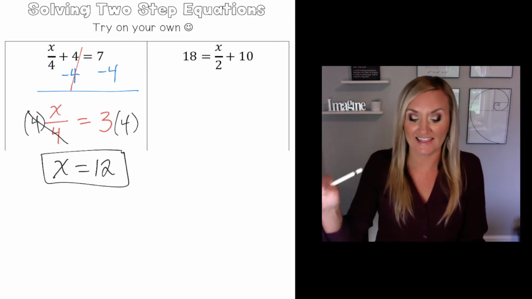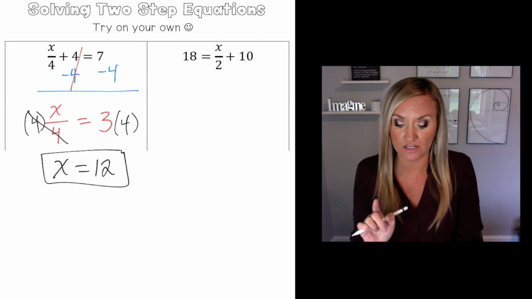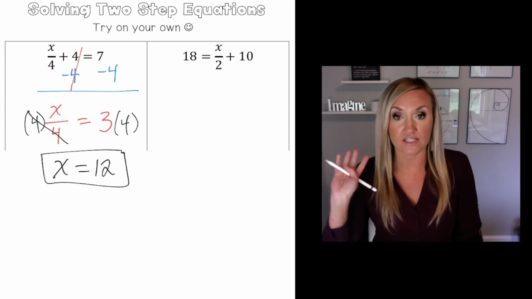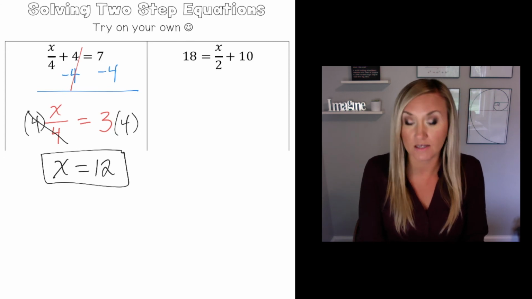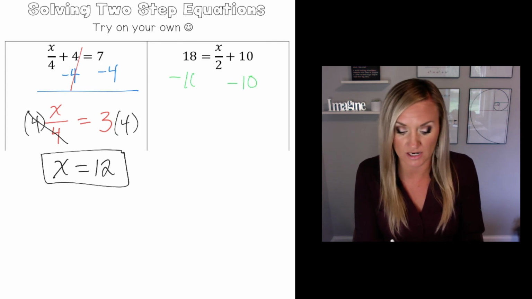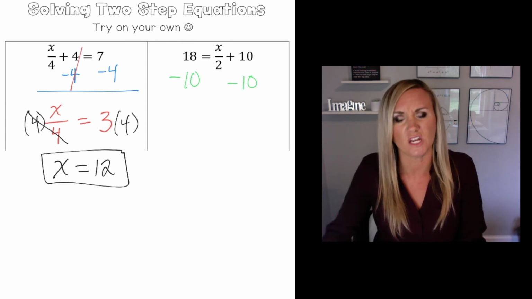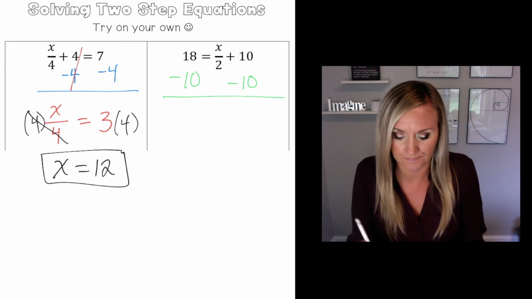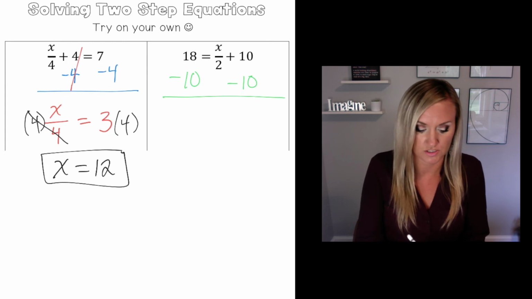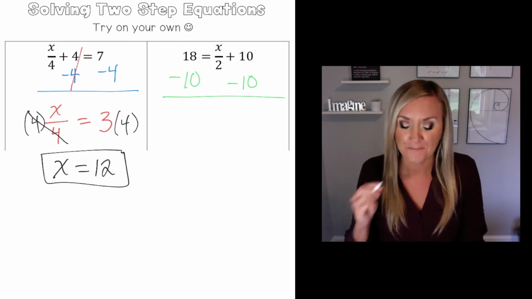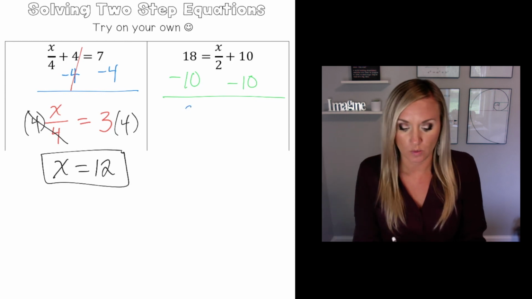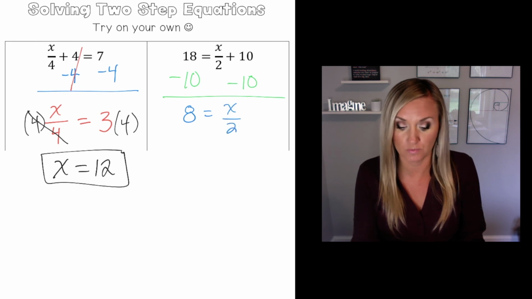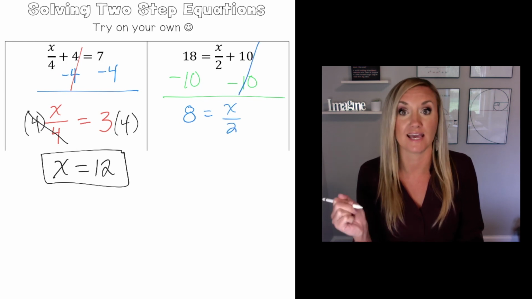Okay, then the next one, same situation. Do you notice that the 10 is on the outside of the fraction? So we're going to subtract that to the other side because it's a +10, so let's subtract 10. I don't know if you can see that green. It's a little bit light. Hopefully you can see it. I'll change it anyways, just in case, but let me know. Okay, so now I have 18 subtract 10, which is going to give me 8, equals x over 2, because this 10 and that 10 cancel.